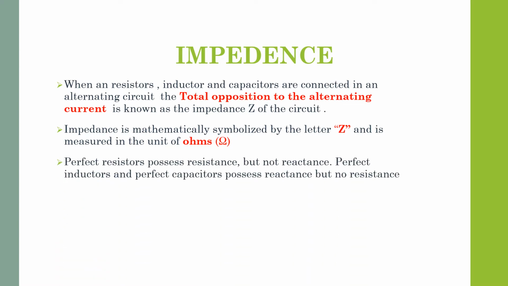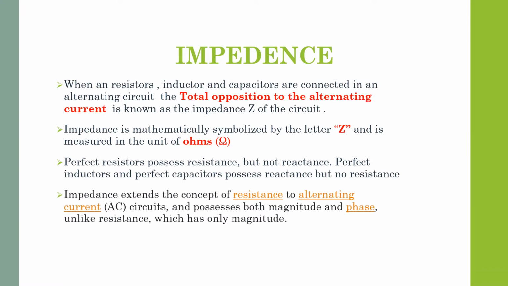Now, if you have a perfect resistor, it will possess resistance. And inductors and capacitors have an opposition called reactance. But impedance extends the concept more. Impedance is the total opposition in the circuit. If there is a resistor, a capacitor and an inductor, then impedance means the total opposition of the resistance and the reactance in the circuit.